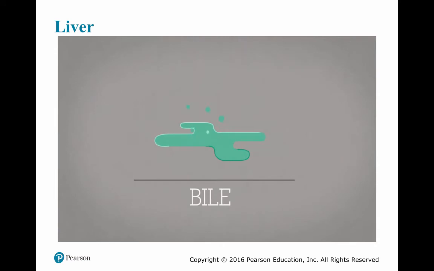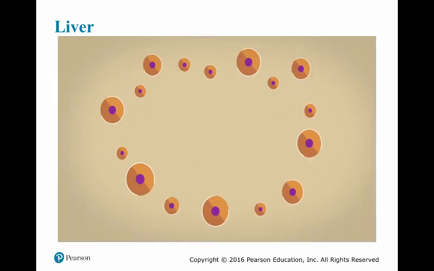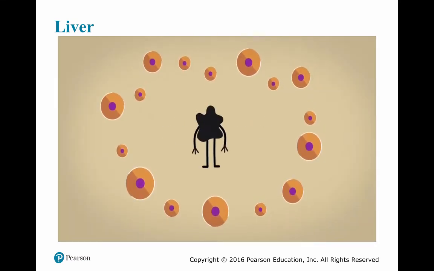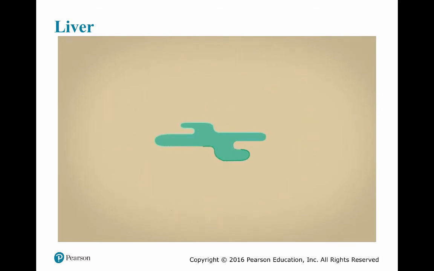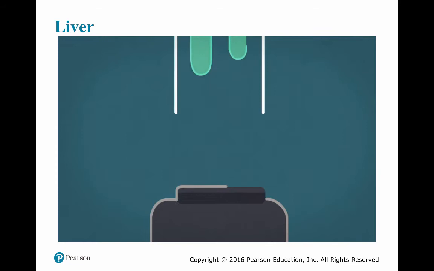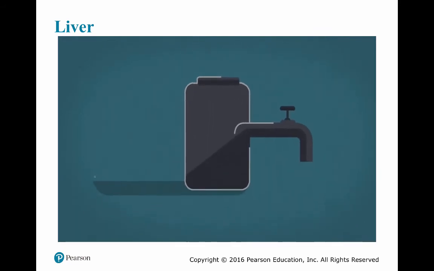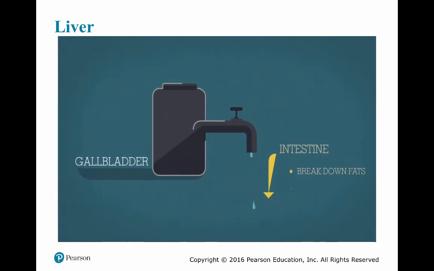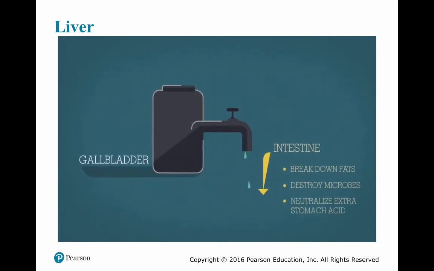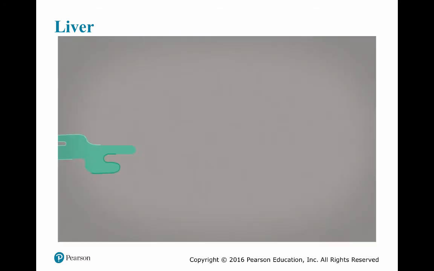Like an eco-friendly treatment plant, the liver uses cells called hepatocytes to convert toxic waste products into this bitter greenish liquid. As it's produced, bile is funneled into a small container below the liver, called the gallbladder, before being trickled into the intestine to help break down fats, destroy microbes, and neutralize extra stomach acid. Bile also helps carry other toxins and byproducts from the liver out of the body.